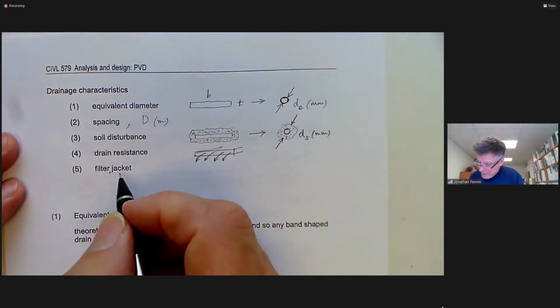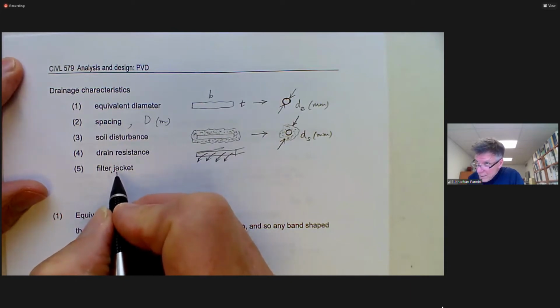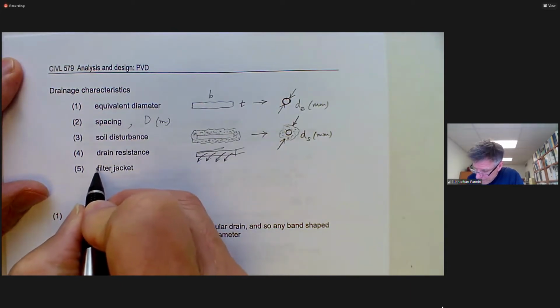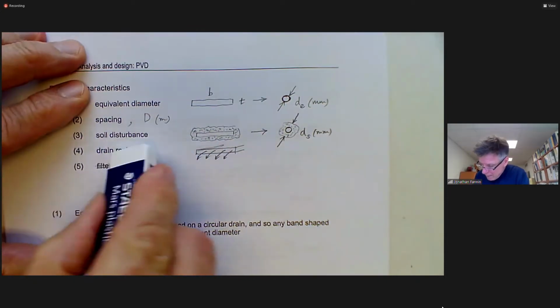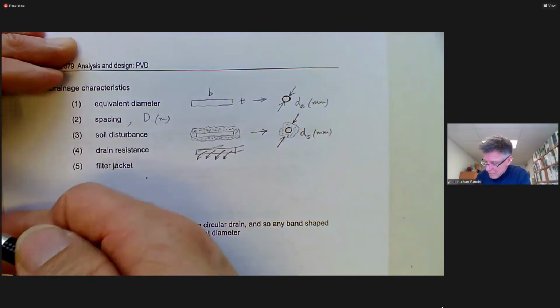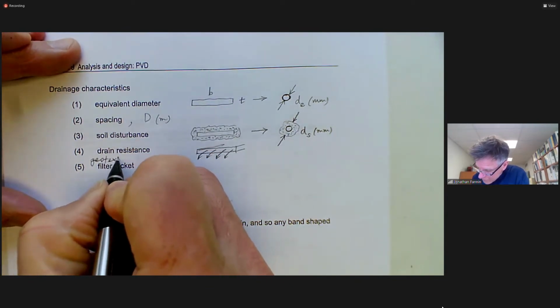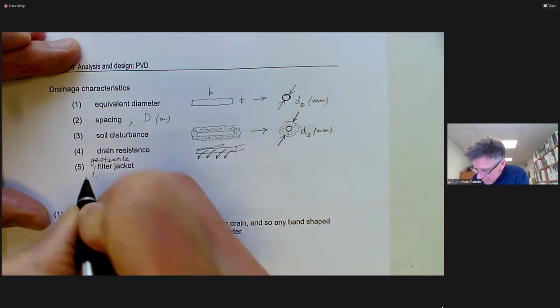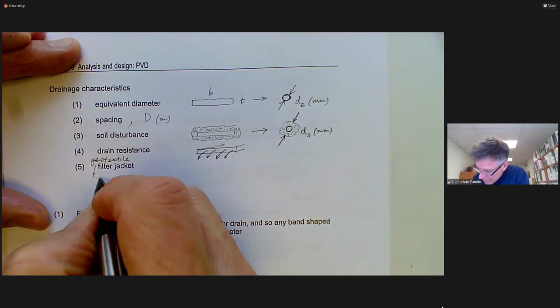And then finally, let's do this differently. Let's call it the geotextile, because odds on it is going to be a geotextile filter jacket, and we want some filter compatibility.